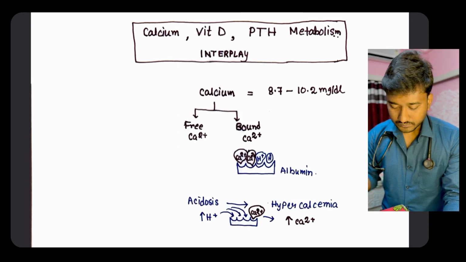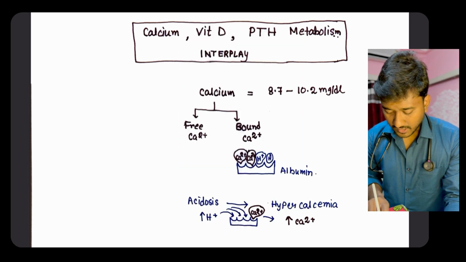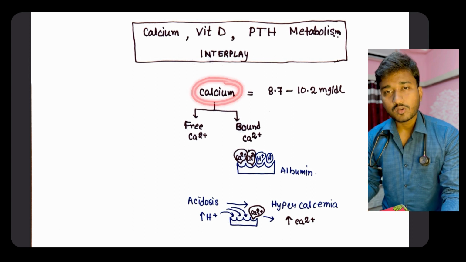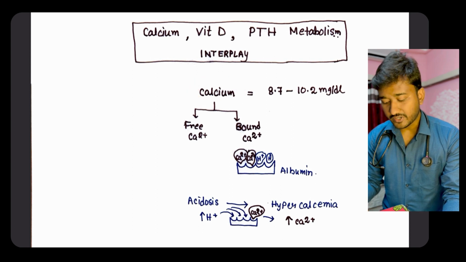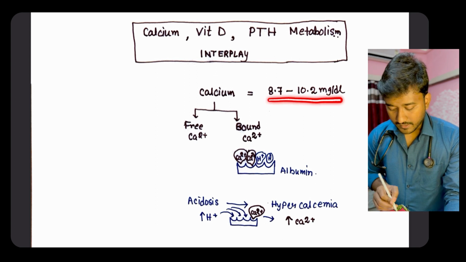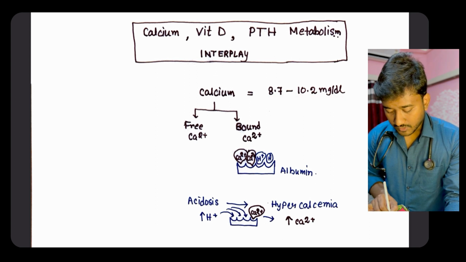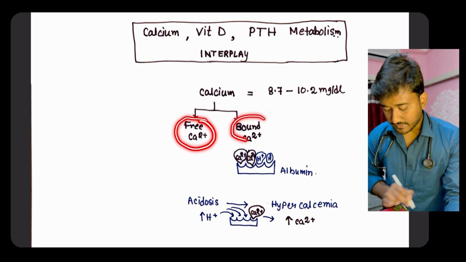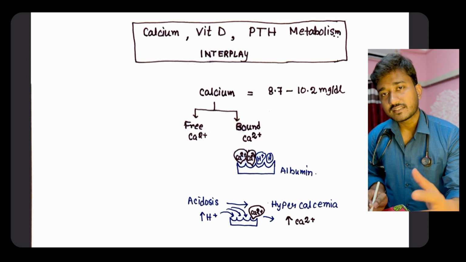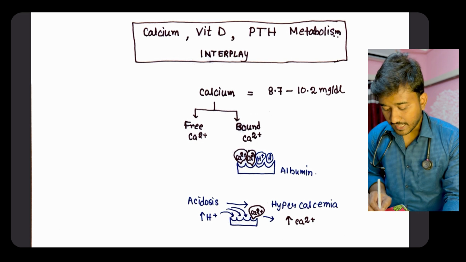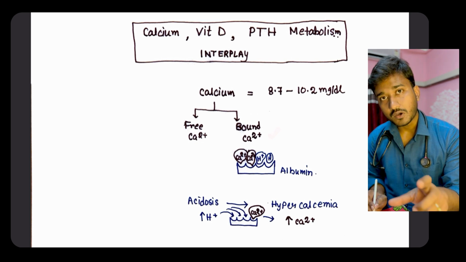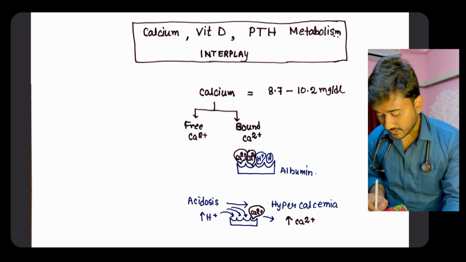You must understand what is the normal value of calcium. The normal value of calcium in the blood is 8.7 to 10.2 mg per dL. In this calcium we have free calcium and also bound calcium. Free calcium is the calcium that is freely available in the blood, and the bound calcium is the calcium which is bound to the albumin molecule.